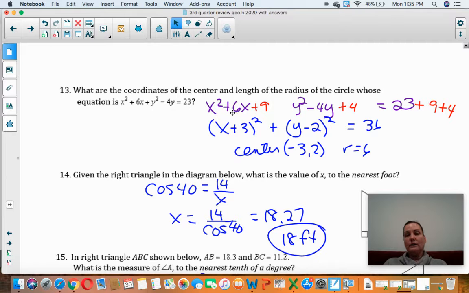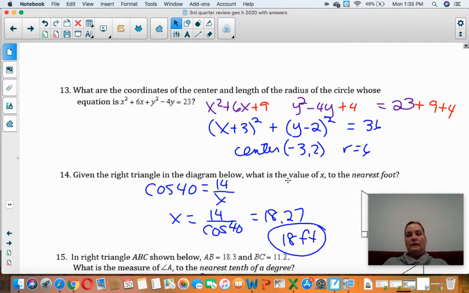This trinomial now I can factor. I factor it to x plus 3 squared. And this trinomial is also a perfect square. It factors to y minus 2 squared. So my center is -3, +2. Remember, the center are the numbers next to the x and the y, but they do have the opposite sign.